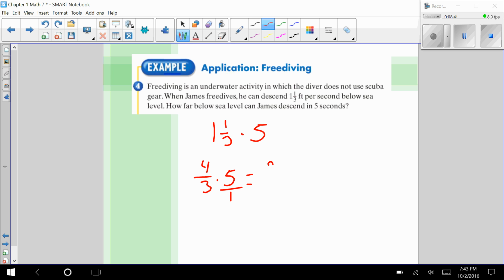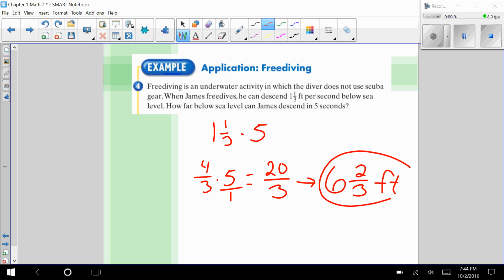5/1. Now we multiply our numerators and we multiply our denominators. We get 20/3. For word problems, it makes more sense to turn this into a mixed number. So 3 goes into 20 six full times with 2 left over out of the 3. He will descend 6 2/3 feet in 5 seconds.